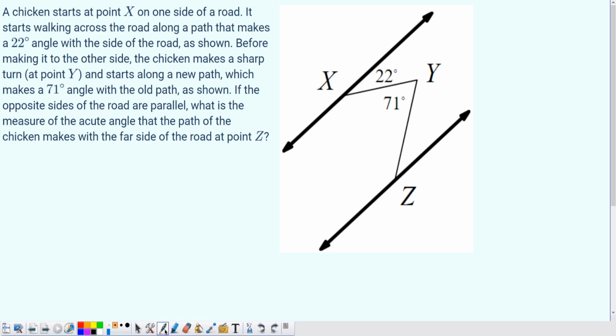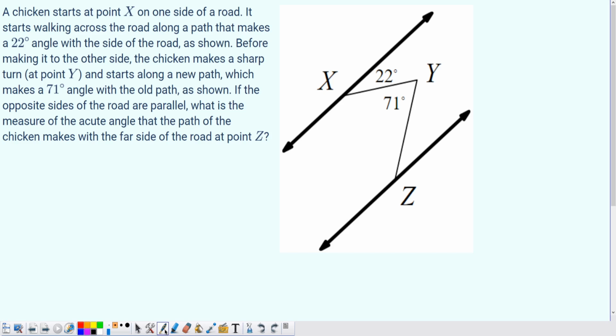If the opposite sides of the road are parallel, what is the measure of the acute angle that the path of the chicken makes with the far side of the road at point Z?